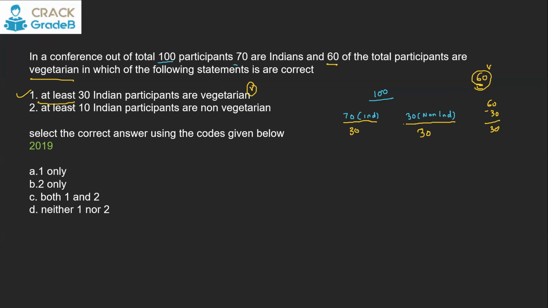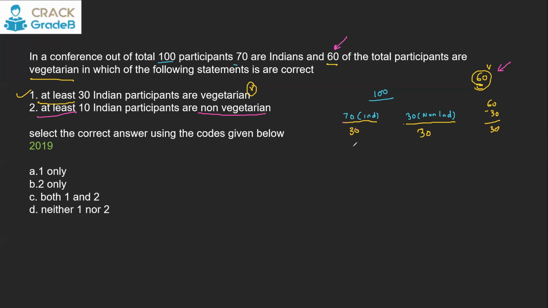It says at least 10 Indian participants are non-vegetarian. What does it mean? At least and non-vegetarian. That means you want to minimize the number of Indians who are non-vegetarian. Because we are only given the number of vegetarians, we'll go according to vegetarians. If you want to minimize the number of non-vegetarian Indians, that means you want to maximize the number of Indians who are vegetarian. So this time, when you start distributing the vegetarian coupons, you want the maximum of those to go to Indians. So you'll start distributing to the Indians.